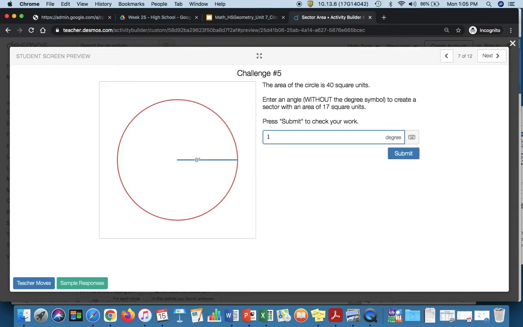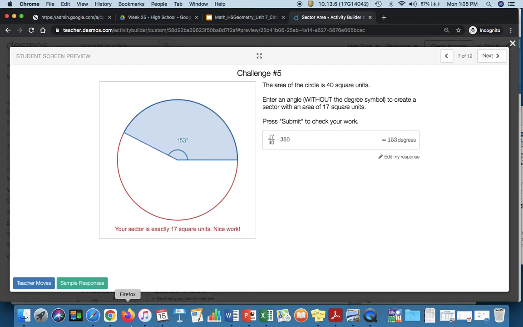we could type in a fraction like 17 over 40, right? And then I can multiply it by the 360 degrees because I want that. That's that piece. 17 is the piece out of the 40, but we want it with respect to degrees. So that's why we multiply it by 360 to get the piece of the circle that it is. And then if I click submit here, it is going to draw exactly what I asked it to. And it gives me my instantaneous feedback by telling me that my sector is exactly 17 units.